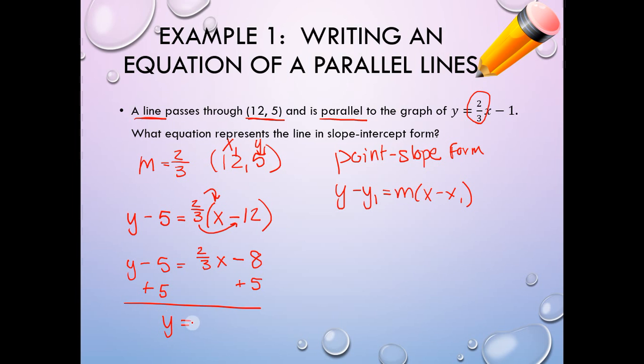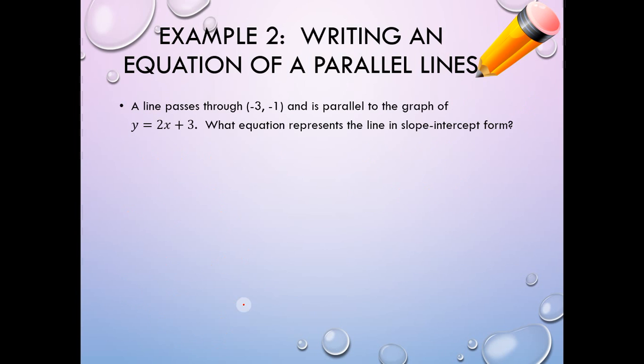And I get y equals 2/3 x minus 3 for my equation. Notice how my slope is the same, but my y-intercept is different. That's always going to happen on parallel lines. You're going to have same slope but different y-intercepts. Let's try the same one here.